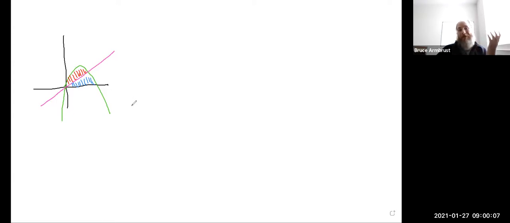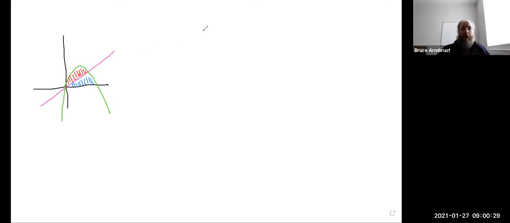Here's what I would do. I would look at what's the area of the red, and then figure out what's the area of the blue. Do those two separately, and then I would set them equal to each other. So that's what I recommend we do. So let's start with the red.